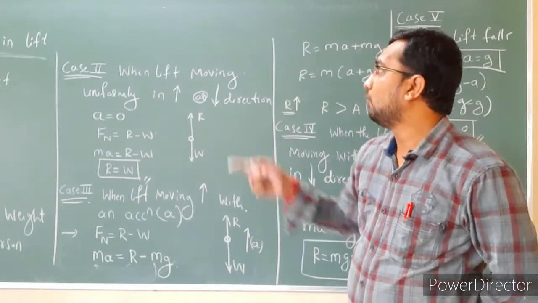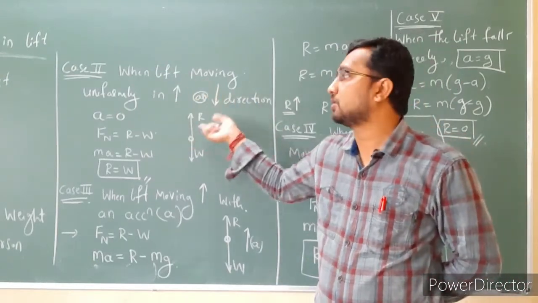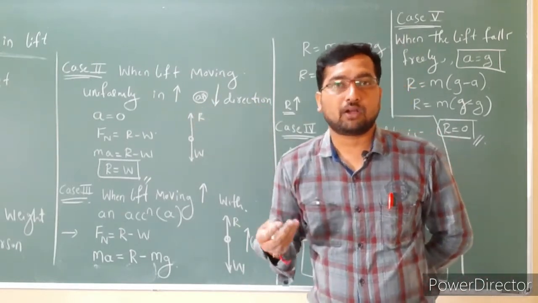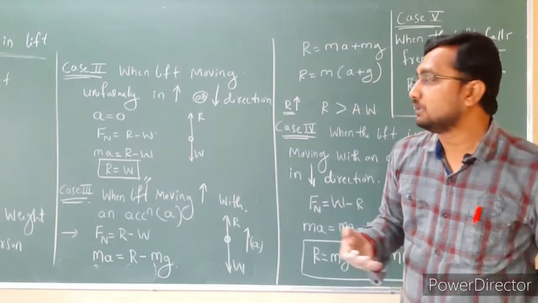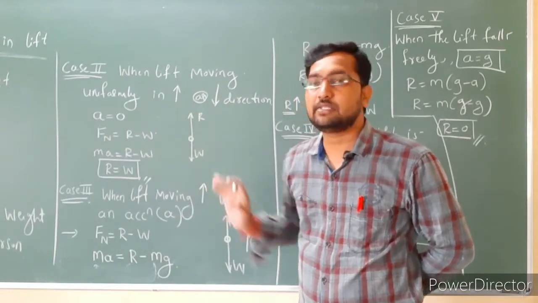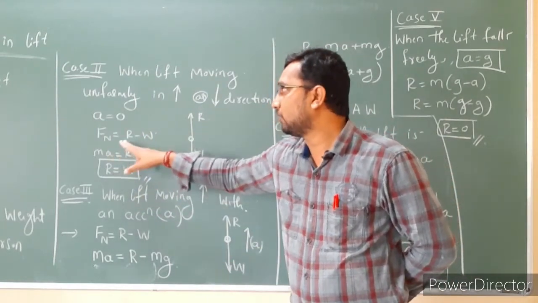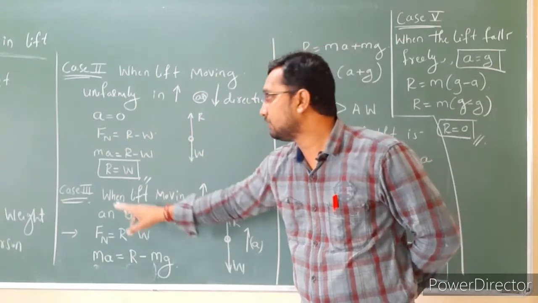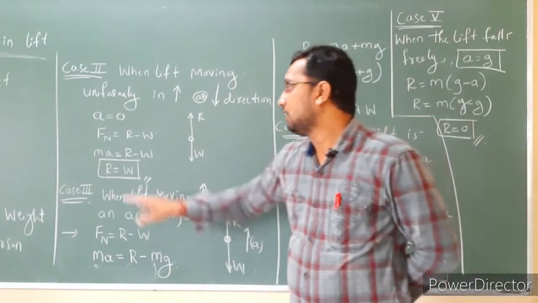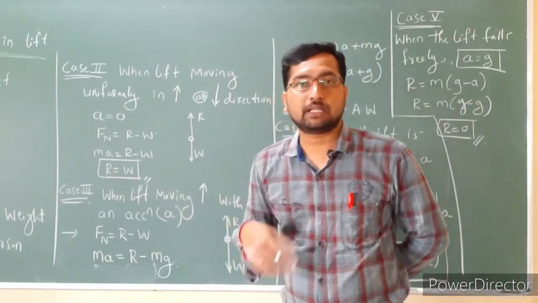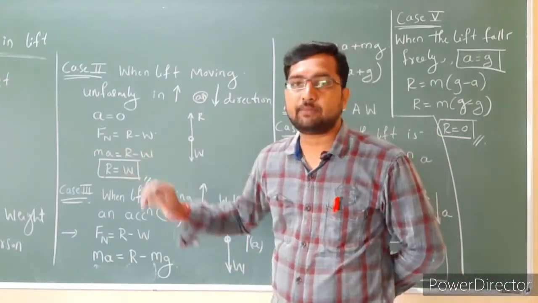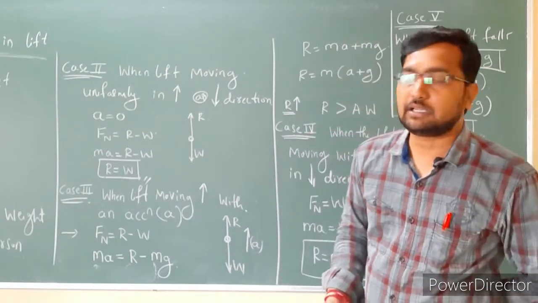The next case is when the lift is moving uniformly in the upward or downward direction. Here the condition is uniform motion. If the system is moving in uniform motion, the acceleration is 0, so the net force acting on the system is 0. Net force equals R minus W, and net force 0 means R is equal to W. R is the apparent weight of the person and W is the actual weight. So here also the apparent weight is equal to the actual weight.